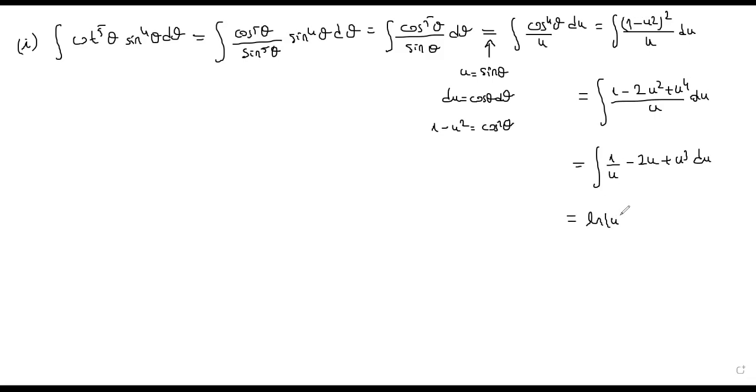It's equal to ln of u minus u squared plus u to the 4 over 4 plus some constant. u is equal to sine theta. All terms should be in terms of theta. So by back substitution, absolute value of sine theta minus sine squared theta plus sine to the 4 theta over 4 plus some constant, and we're done.